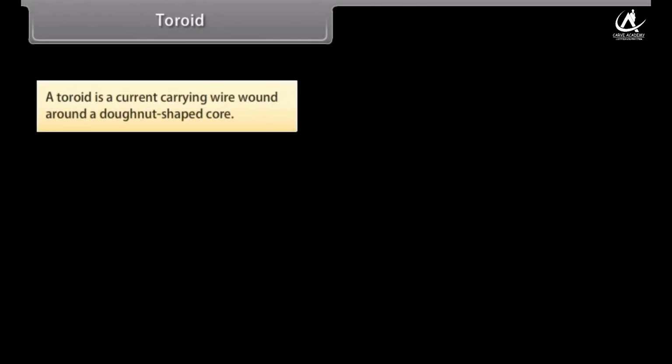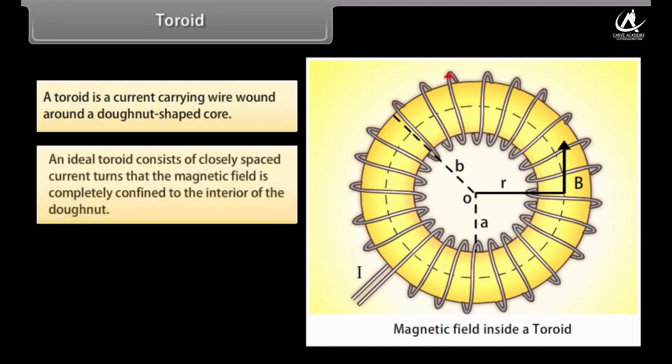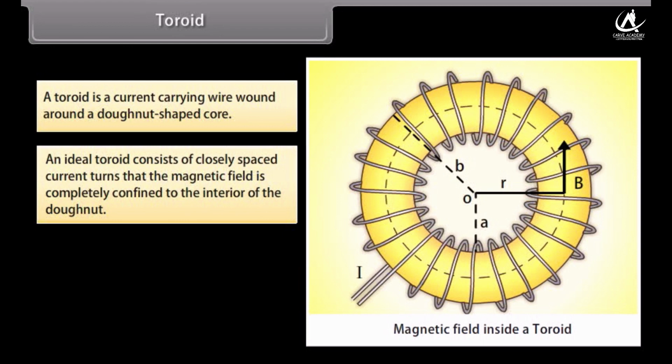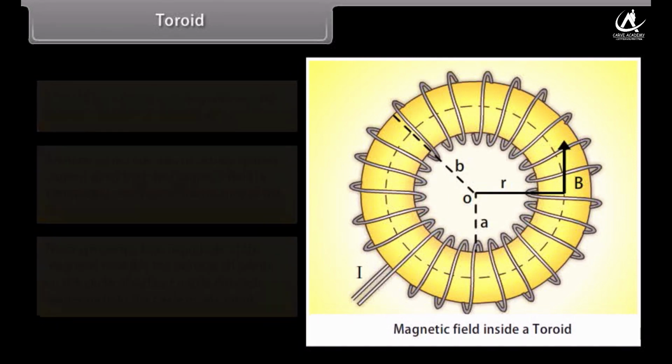Toroid. A toroid is a current-carrying wire wound around a donut-shaped core. An ideal toroid consists of closely spaced current turns that the magnetic field is completely confined to the interior of the donut. From symmetry, the magnitude of the magnetic field B is the same at all points on the circle of radius r and is directed tangentially to the circle at any point.